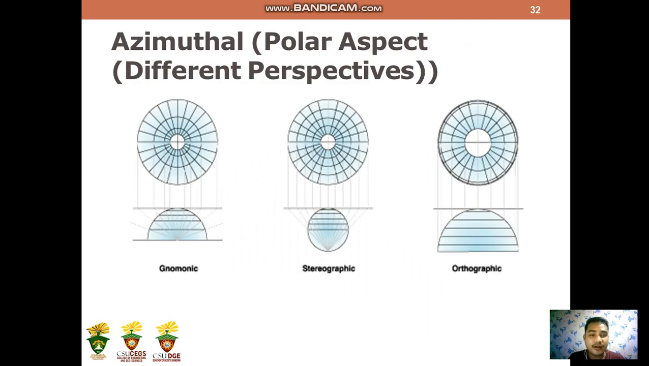And there are different polar aspects in different perspectives. First is the gnomonic perspective in projecting azimuthal. In gnomonic, the source of projection is at the center of the globe, for example a light, and it projects onto the plane one by one until the form is completed.